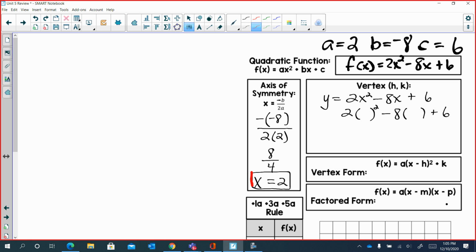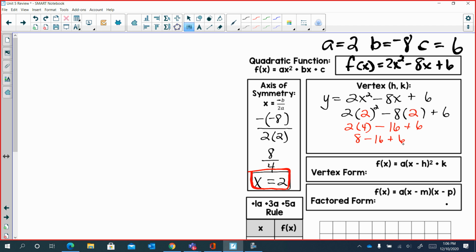So we saw that x equals 2, so we're going to plug in parentheses. In the parentheses, I'm putting in the 2. And 2 squared is what? 4. Yeah, so now we got 2 times 4. That is 8. What is 8 times 2? 16. So we got 8 minus 16 plus 6 to get to that y.